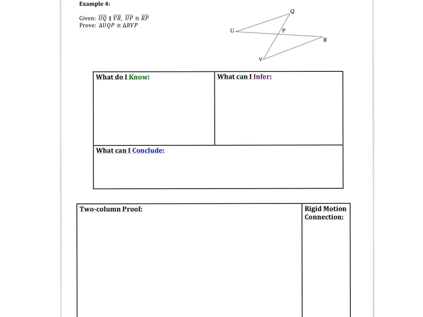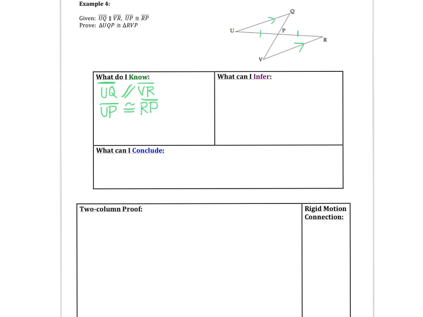All right, example 4. I know that UQ is parallel to VR. And I know that UP is congruent to RP. All right, so what can I infer? Gosh, there's a lot happening.